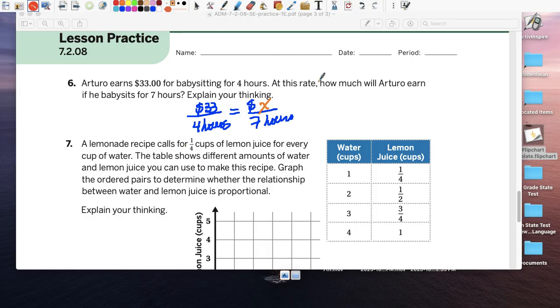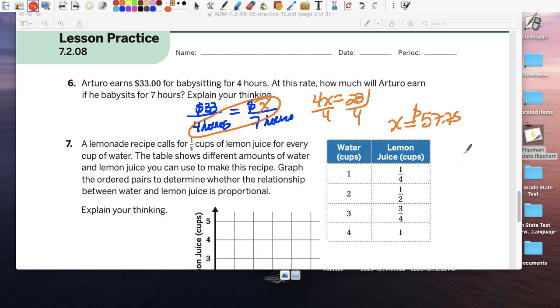You can cross multiply. You can find a relationship side to side, up and down, however you want. I'm going to cross multiply. I get 4x. On the other side, I multiply 33 times 7, and I get 231. Divide by 4, divide by 4. I get that X, the amount of money I'm going to take home, is $57.75. So you could have done that.